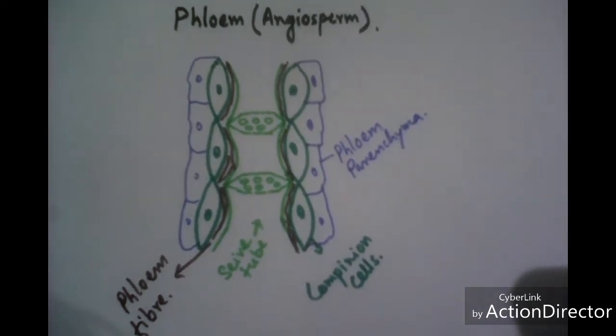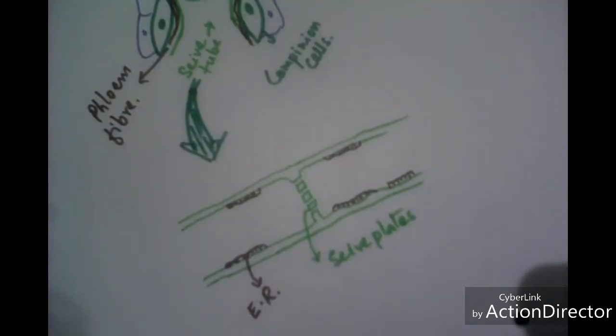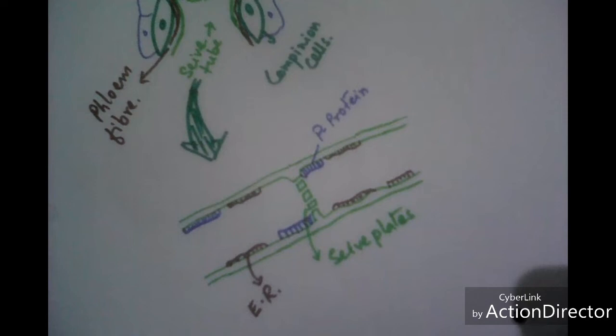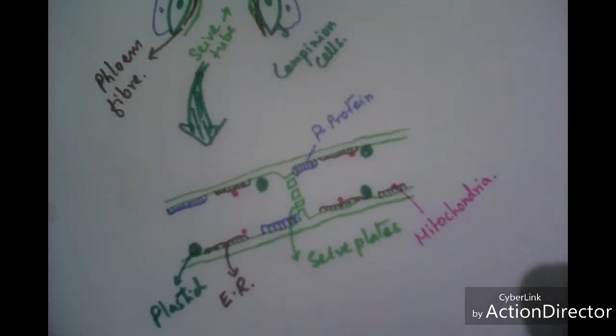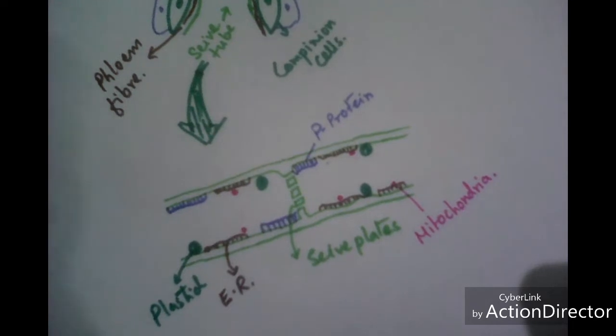Now about sieve tube. Sieve tube contains sieve plates, endoplasmic reticulum, parietal protein or P protein, plastid and mitochondria. So this is the structure of sieve tube. Nucleus absent, plastid present, endoplasmic reticulum present, sieve plates present, mitochondria present, and a special type of protein, that is P protein, present.